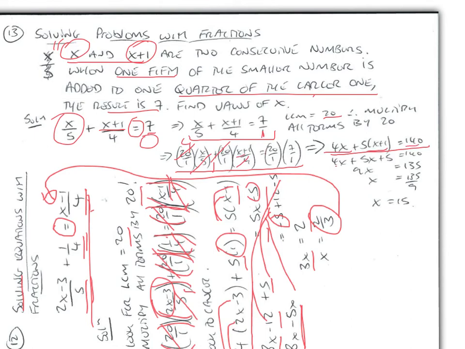So 4x plus 5x plus 5 equals 140. So 4x and 5x is 9x. 140 minus this 5 becomes 135. So x is 135 over 9. x is equal to 15.